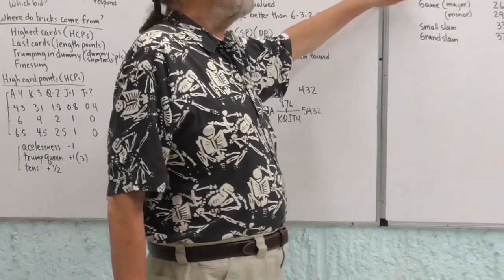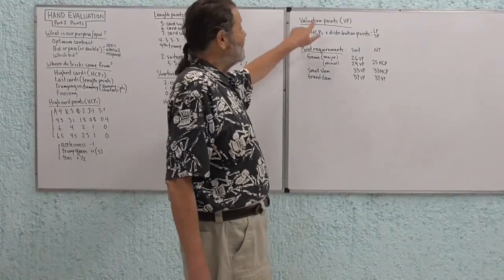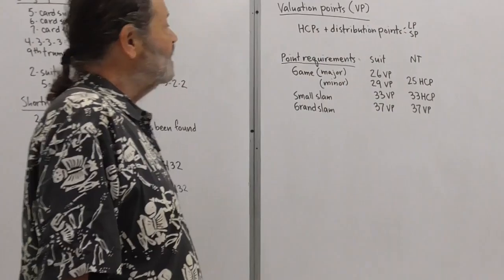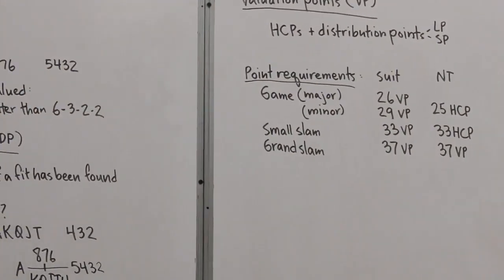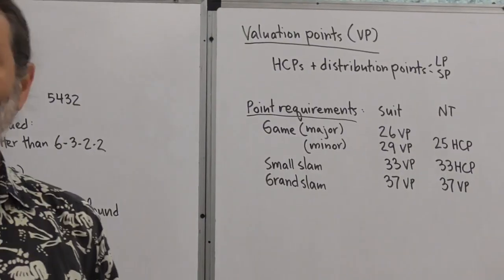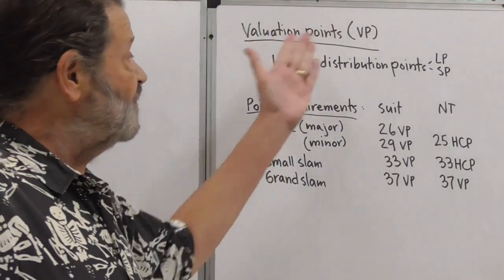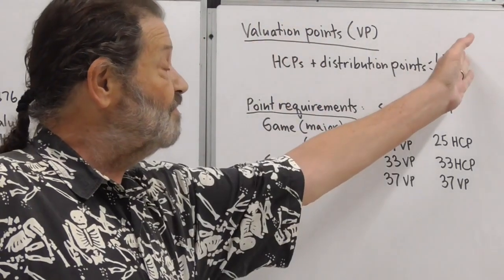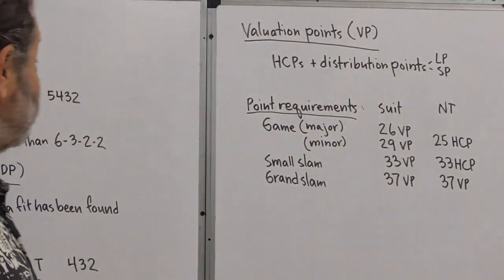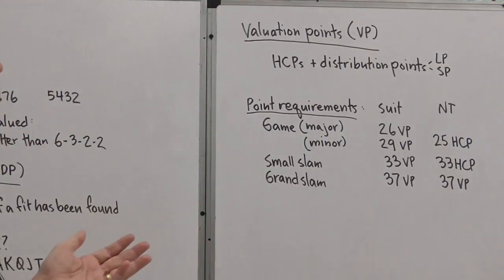I wanted to define another term for you here, valuation points. This is going to be the sum of the high card points and the distribution points, whether those be the long length points or the shortness points. You've probably heard that generally, when we're evaluating a hand, until we find a fit, we don't count shortness points. We only count length points and high card points. So in our initial bidding the valuation points will be the high card points and the length points. Once we find a fit, we can switch over to the shortness points and give ourselves 1 point for the doubleton, 3 points for the singleton, etc.